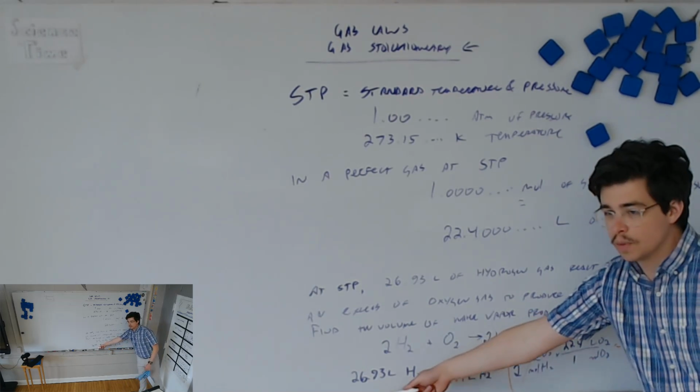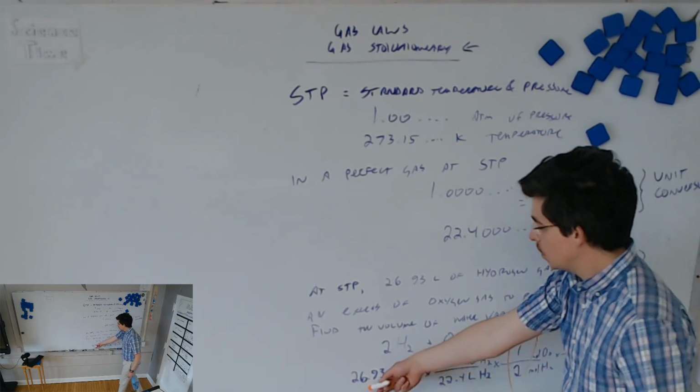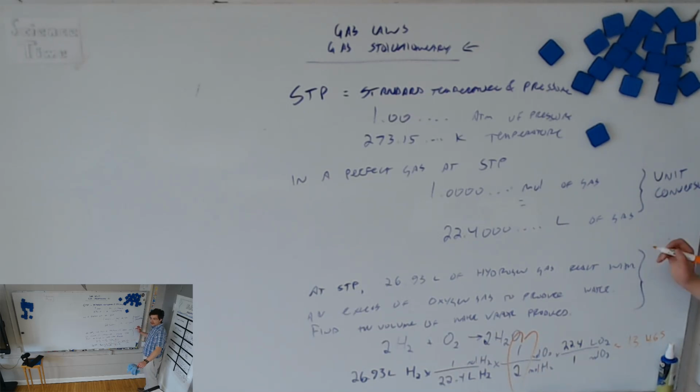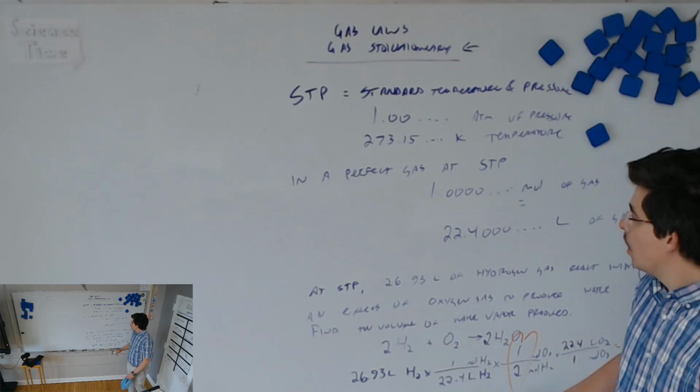So it's going to be super simple because the math is just 26.93 liters divided by 2. That's 13.465. 13.465 what? Liters of O2.